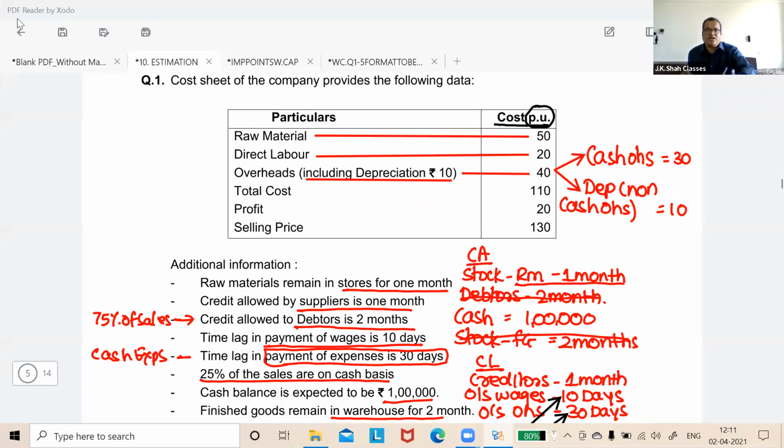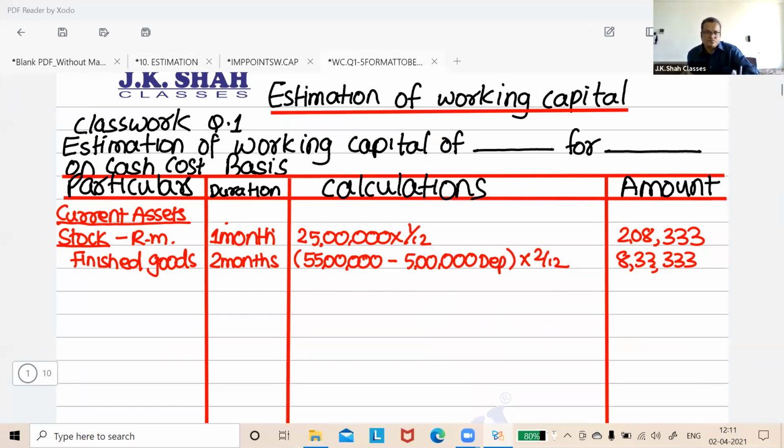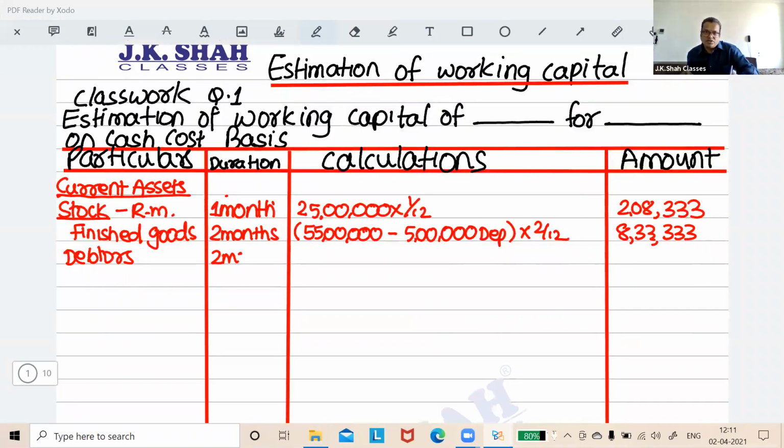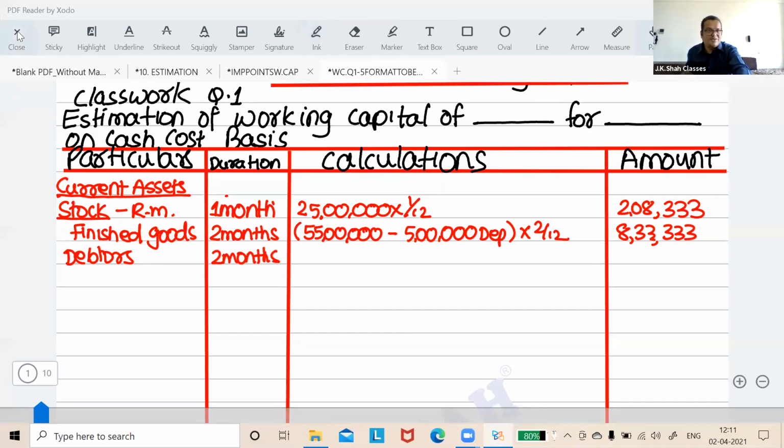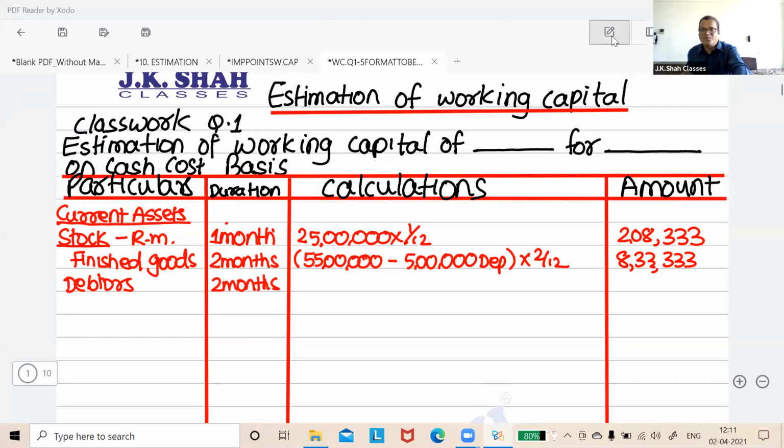Okay, cancel the debtors and I'll write over here. Debtors, 2 months. Okay, now again guys, same story. The story which we had a dialogue writing between cash cost and total basis. Now same thing we will do again. Okay, see.